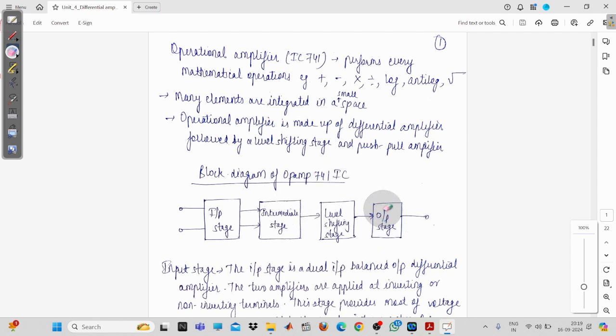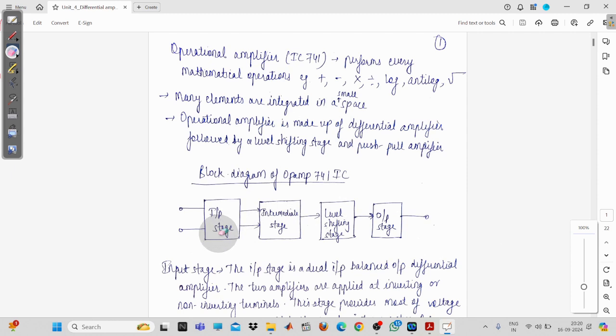Normally in the output stage, you will find the complementary symmetry push-pull amplifier, which will transfer the maximum power to the load. The load can be anything. It can be a resistive load or it can be a speaker.